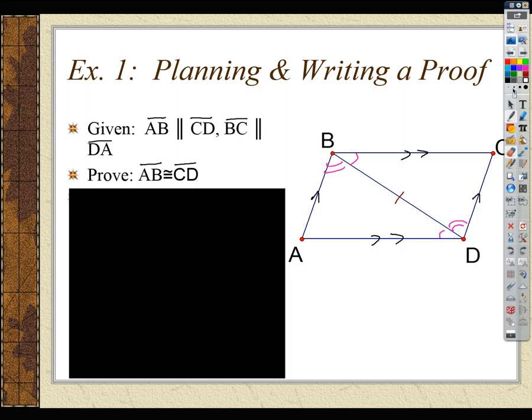The triangles are congruent by angle, side, angle. Stay with me here for a second. We've got to finish this. So now we can show that side AB is congruent to side CD by what? What's my reason? CPCTC.